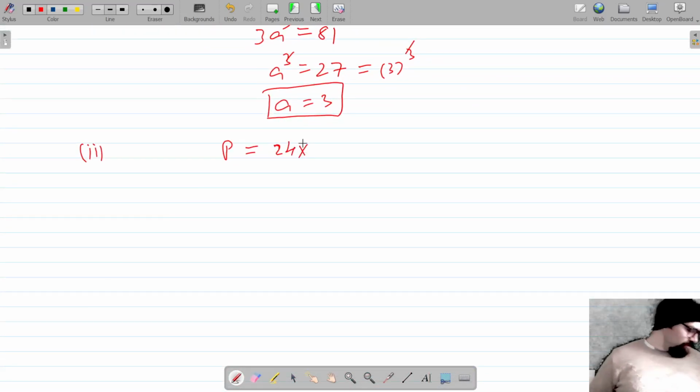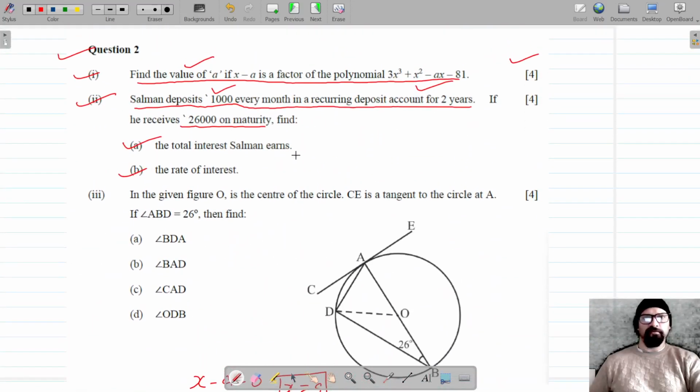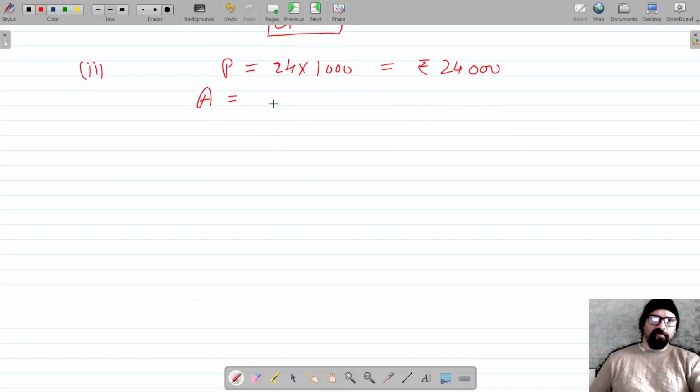So 24 into 1,000, which is rupees 24,000. So 24,000 is deposited by Salman in 2 years, if he deposits 1,000 per month. And the amount he receives at the end of 2 years is given, it's rupees 26,000.